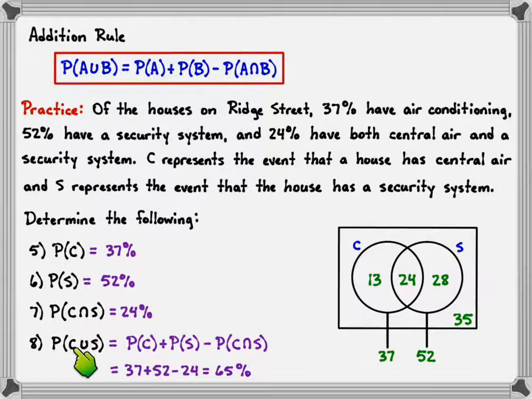So we can check our union. What's another way of finding C union S? Well, C union S is three pieces of the Venn diagram. So this piece, and this piece. 13 plus 24 is 37, plus 28 is 65. So you can verify it that way as well.